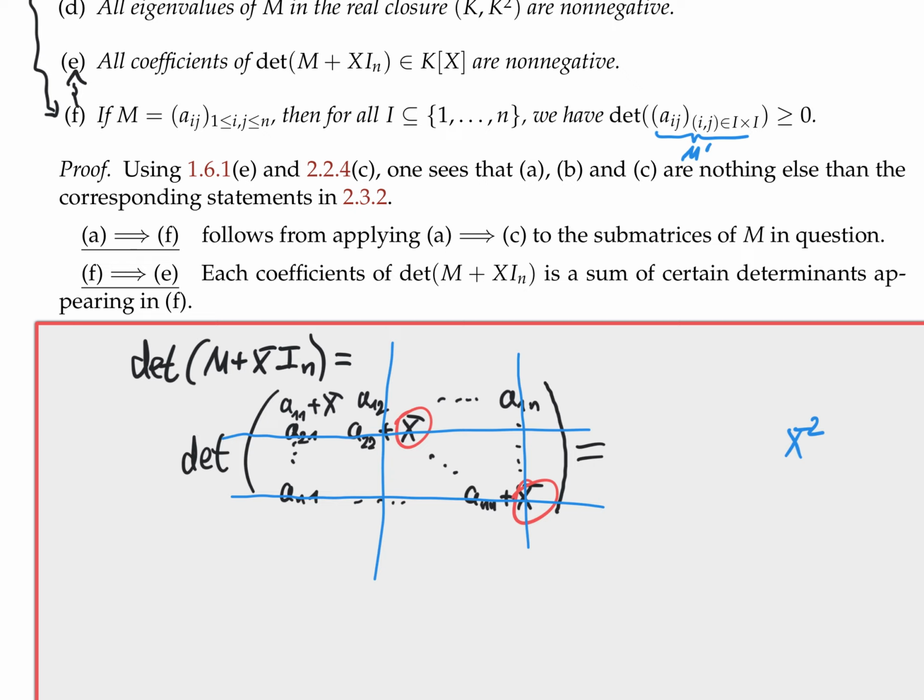There is of course an issue. So one might now guess already that the coefficient here belonging to x squared is the sum over all index sets I of cardinality n minus 2, and then here the determinant of, let me call this M_I for a moment, of M_I, right?